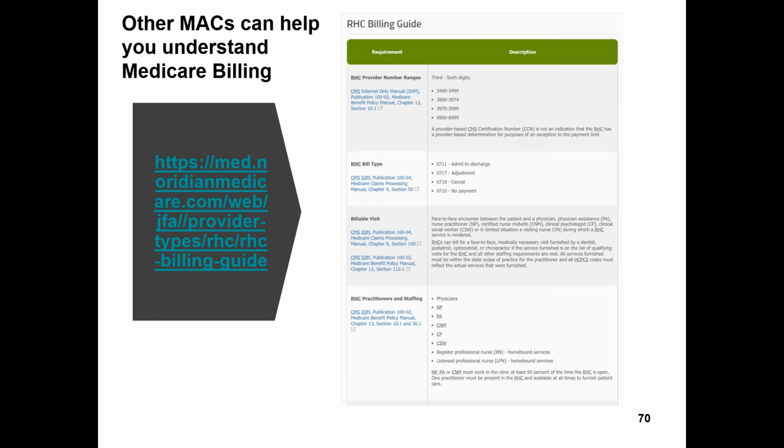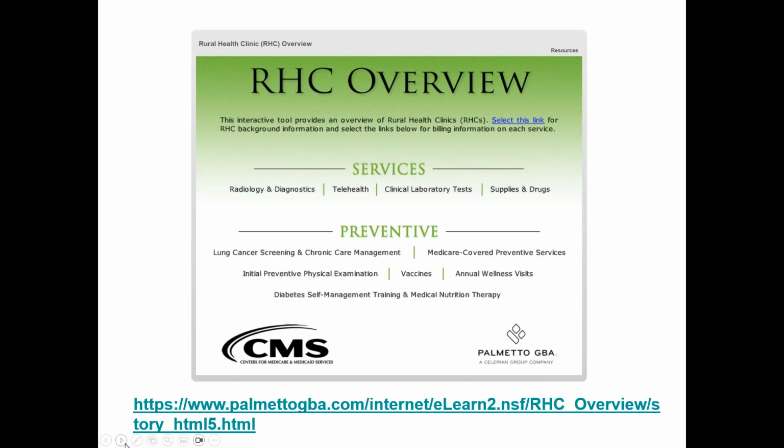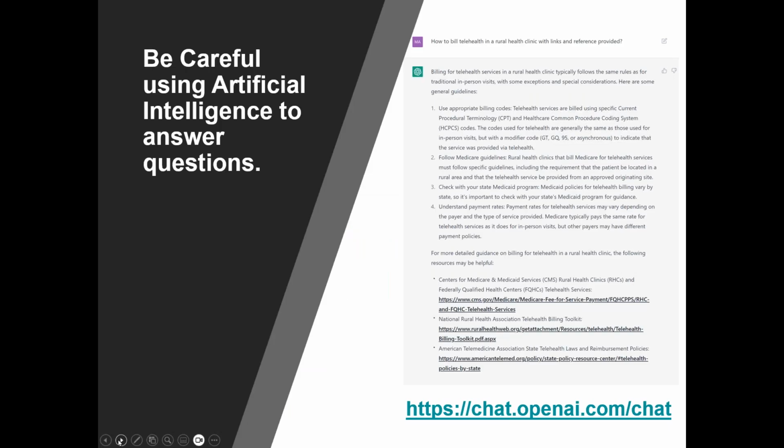But they have this 10-page table of all these different numbers, like your bill types, your provider number ranges, the types of providers that can be providing services, and really lots of good information for a cheat sheet for you on billing. Palmetto even has a module for you to learn how to bill rural health clinics. So even if Palmetto is not your MAC, go through and look through that module, and that will help you to learn how to bill RHC services.